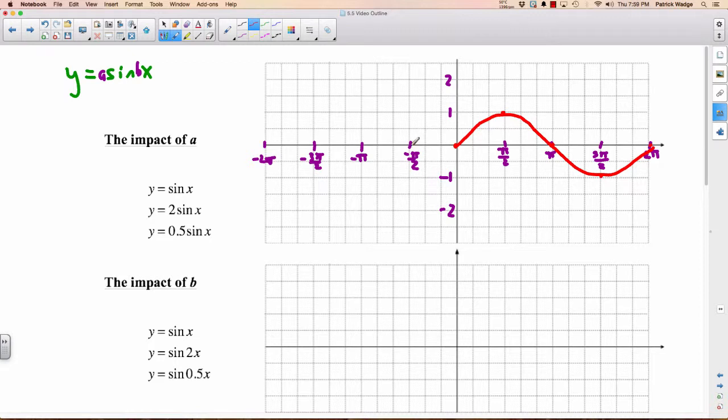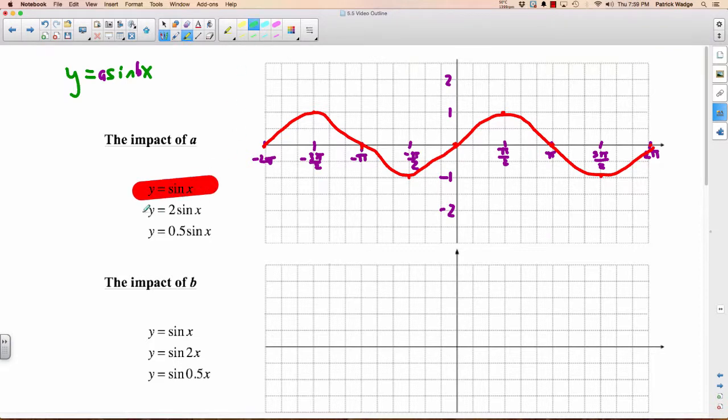And it continues here. At negative pi over 2, it's down here. At pi, it's at 0. At negative 3 pi over 2, it's at 1. And at negative 2 pi, it's back to 0. So this would be our complete sine graph, y equals sine x.